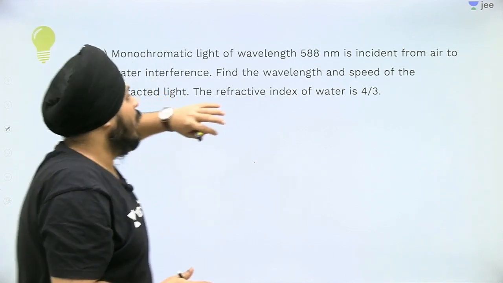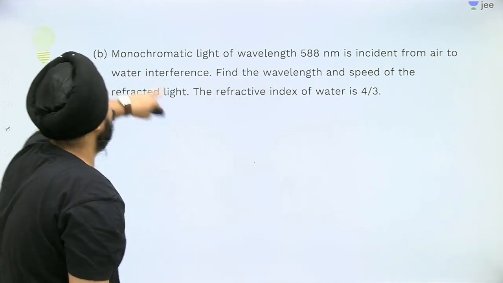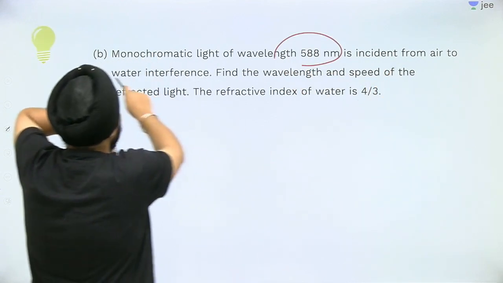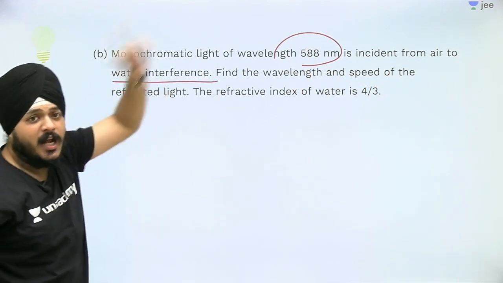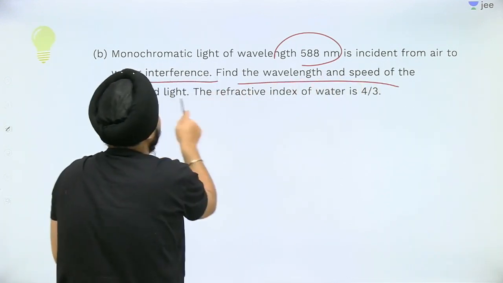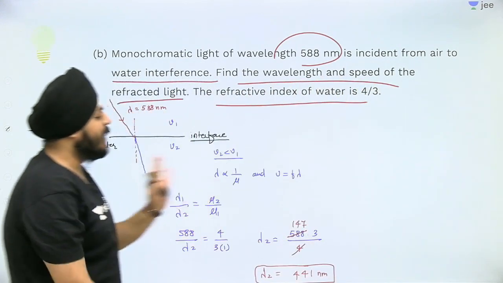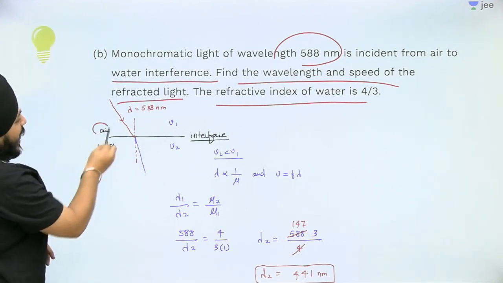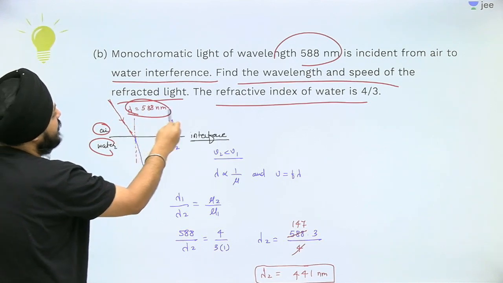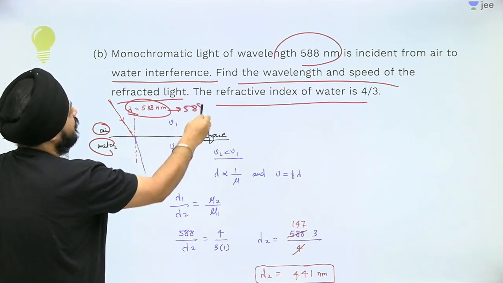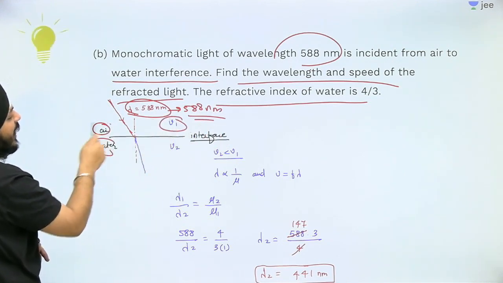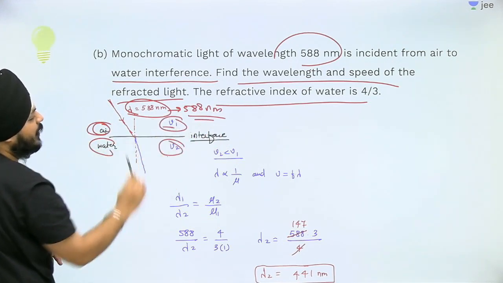Okay, guys, now we have a calculation related to it. Monochromatic light of wavelength 588 nanometer is incident from air to water. Find the wavelength and the speed of the refracted light. Suppose from air to water, the light is incident with wavelength lambda equal to 588 nanometer. The velocity of the light in air is V1, and in the other medium it is V2.